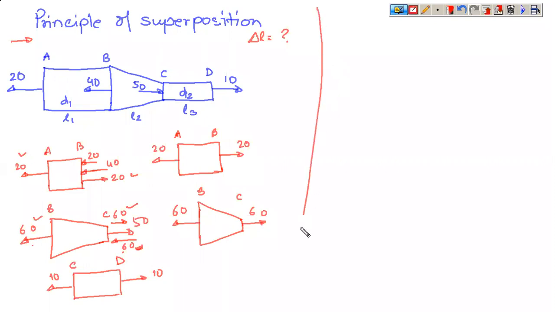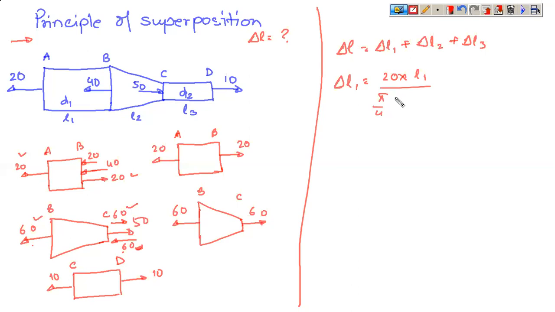So here delta L total is equal to delta L of 1 plus delta L of 2 plus delta L of 3. So delta L of 1 will be 20 into L1, PL by AE. So let us put A also here. This is pi by 4 into D1 square multiplied by E1. Let us say they are made of the same material, or different materials.